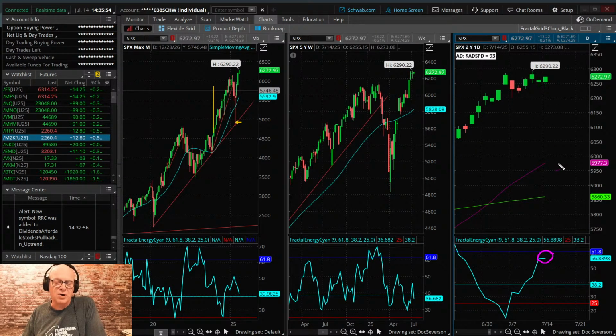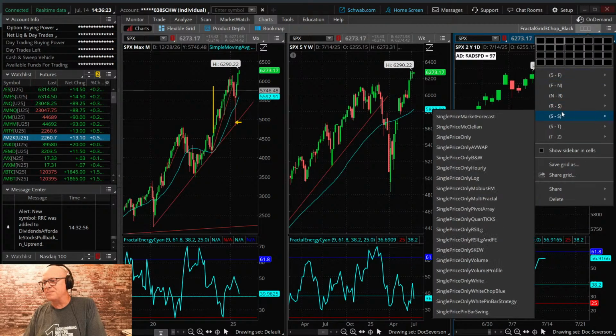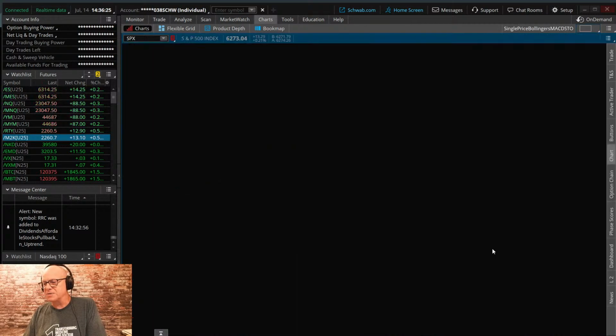Now, when we run into these situations where we have exhaustion on the weekly chart and we have a lot of energy on the daily chart, which we're close to, then a lot of times what will happen is we'll see a quick move down, and then we'll see that subsequent slingshot move higher. Now, one of the studies that Dave likes to look at is the Bollinger Bands.